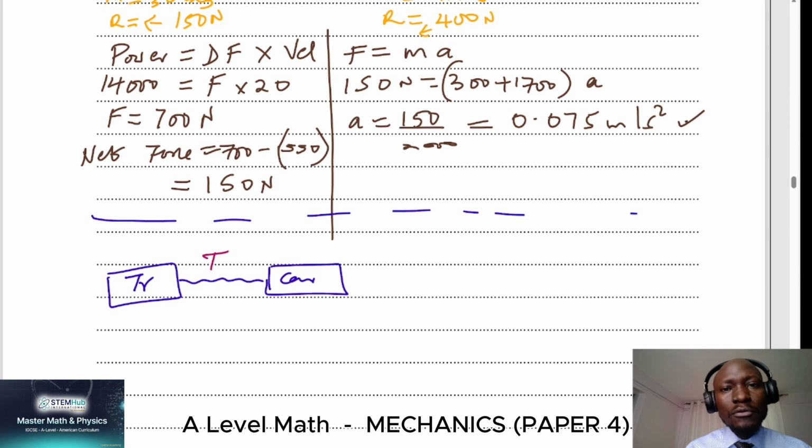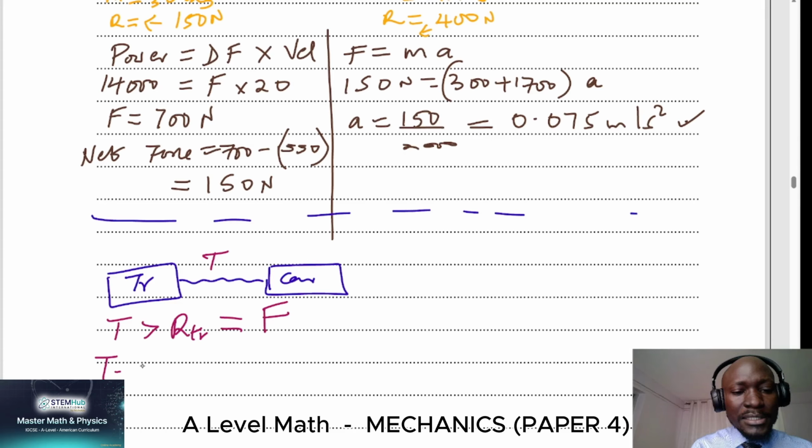The tension pulls the trailer forward but the car backward. Tension must be more than the resistance in front of the trailer, and the resulting force can help guide us in the next question. So tension minus the resisting force of the trailer, which is 150, should give us the force, which you can do using Newton's second law of motion.